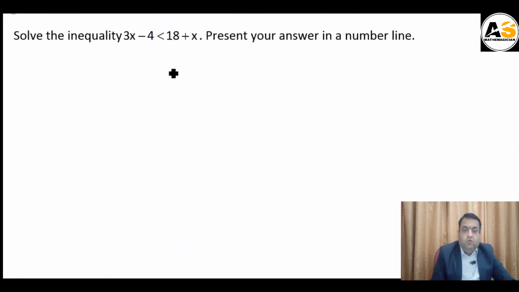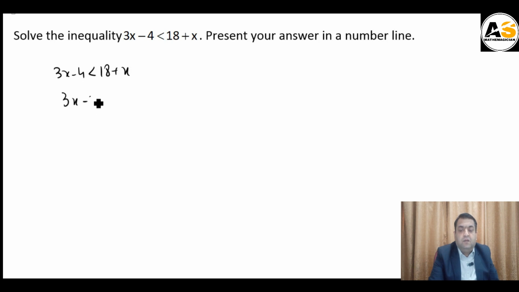Let us move to our next question. Solve the inequality. Again, we are given an inequality. We have to present the answer on our number line. The inequality is 3x minus 4 is less than or equal to 18 plus x.